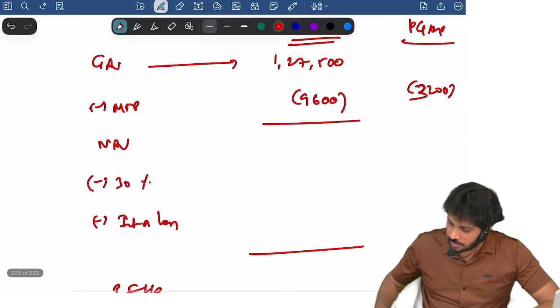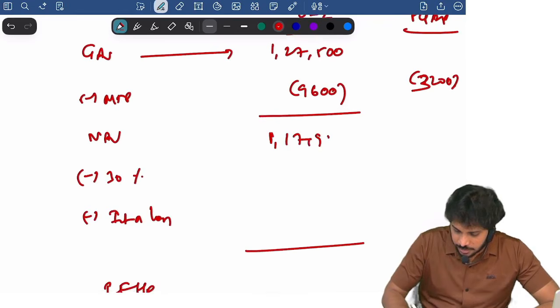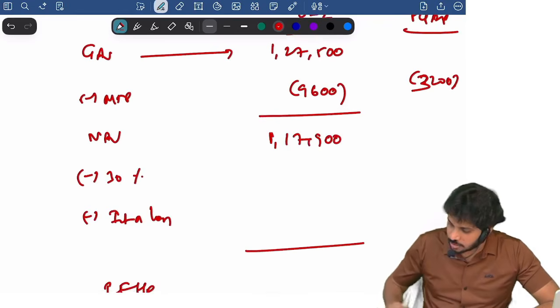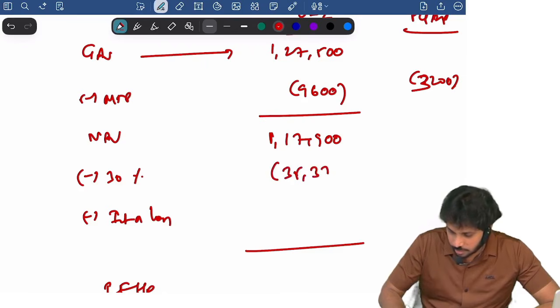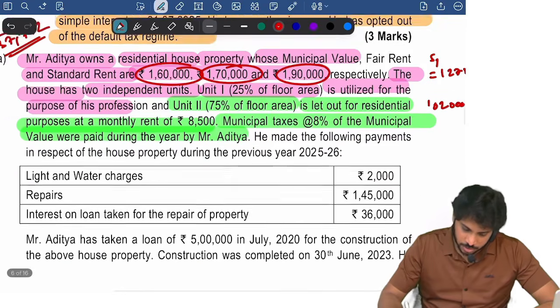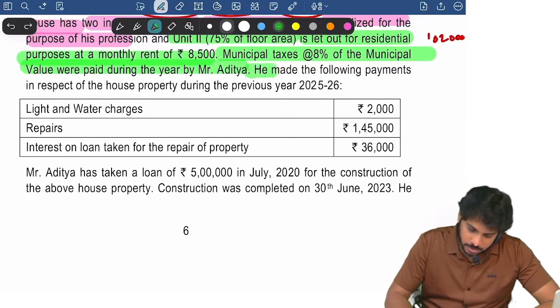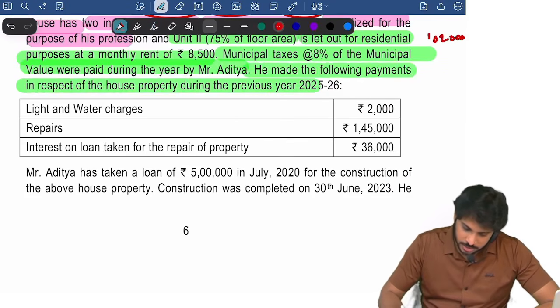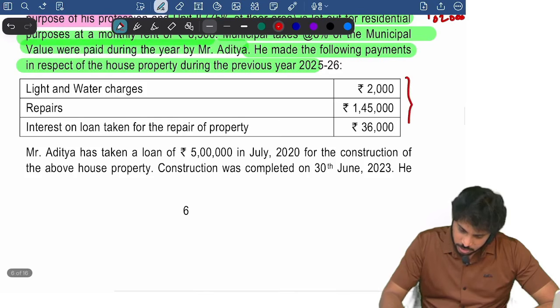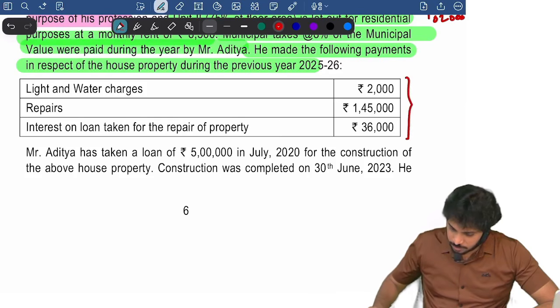Right now, net annual value 1,27,500 minus 9,600 is equal to 1,17,900. 30% is equal to 35,370. Then interest on loan point is given. Light and water charges, he made the following payments. For the light and water charges, repairs, and interest on loan for repairs of the property: 2,000 plus 1,45,000 plus 36,000 into 25%.